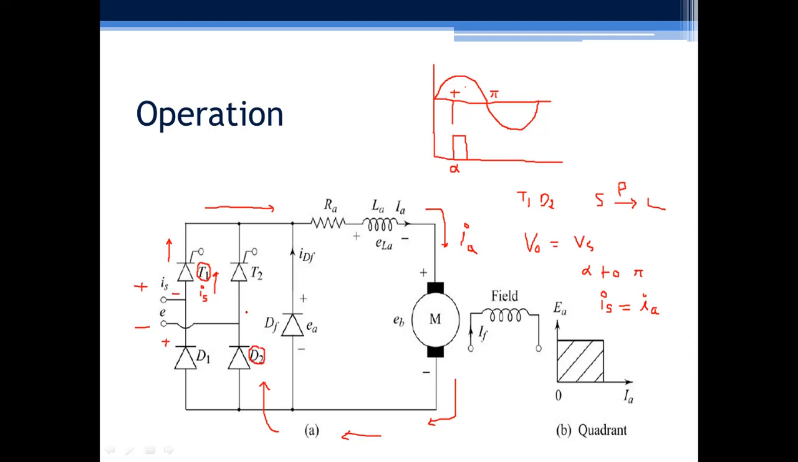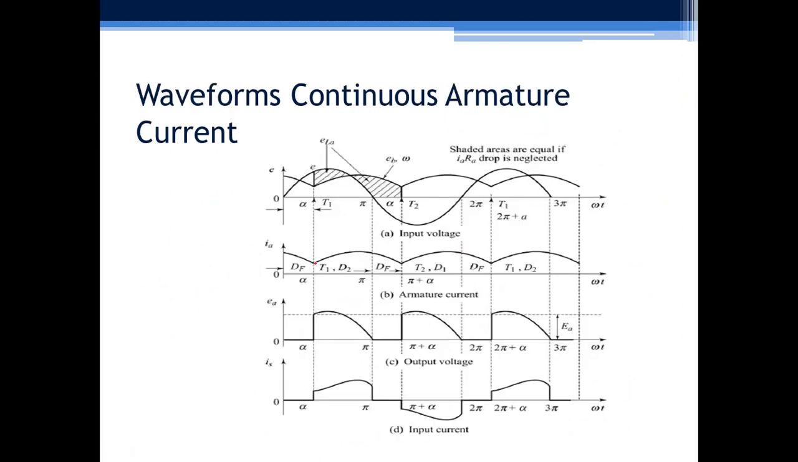During this time interval alpha to pi, inductor has stored the energy with this polarity, positive and negative polarity, and inductor current is increasing exponentially. So here you can see that current is increasing exponentially. The output voltage is Vm sin omega t for this time period alpha to pi, because T1 and D2 have conducted. At pi, T1 and D2 will turn off, and due to this supply will be disconnected from load, so load current will try to decrease here.